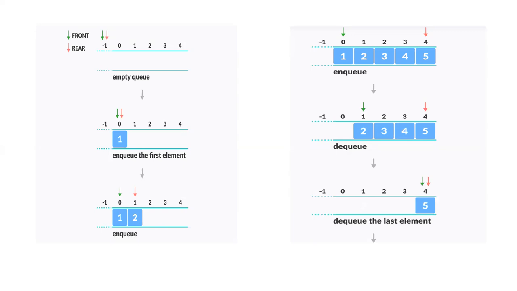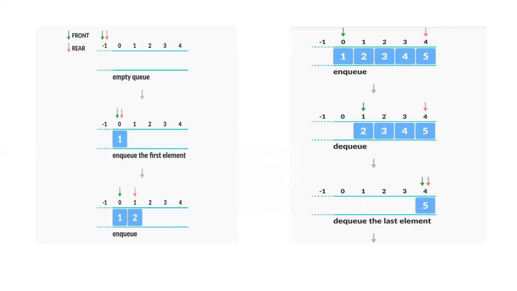Now let us see how to enqueue the data 1. To enqueue the data, first we have to increment the rear pointer. So rear plus plus, and now the rear pointer comes to position 0. Now we insert the data, and the one and only data present in the queue is 1. The front pointer also has to point to the first data. So the front pointer as well as the rear pointer point to the 0th position, which holds the data 1. Now we want to insert the second data, 2.